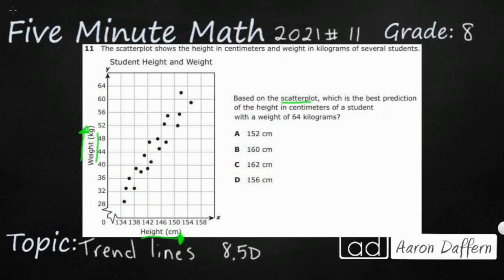Can't really write an equation for it because we're going to make a prediction for what would the height in centimeters be of a student that has a weight of 64. All right, so our weight of 64 is going to look at that top line, so that's really close to the very edge of what we've got. So what we're going to do is we are going to draw a trend line.